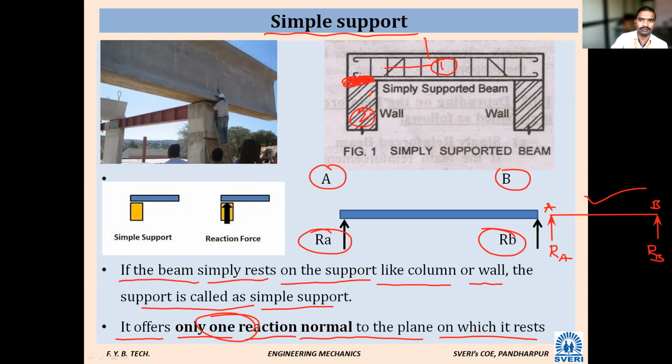Okay, again there are different types of supports. First one is what we are studying, that is simple support. See, simple support. So here it is member one. What is that one? Beam is there.